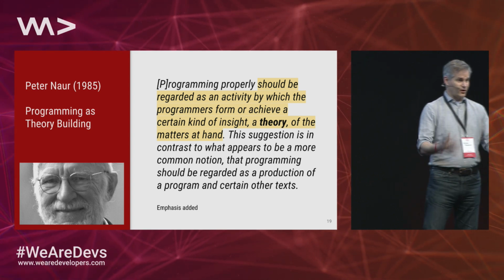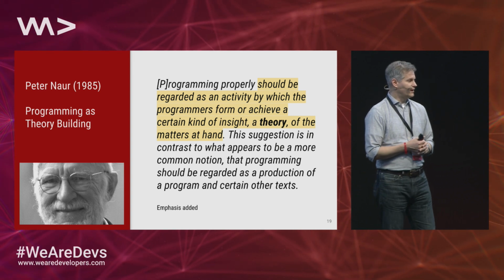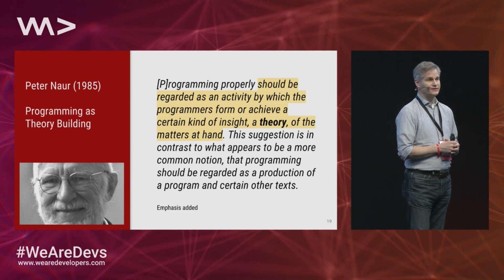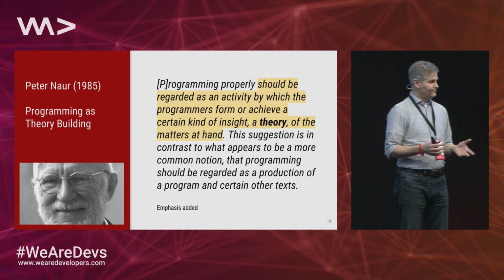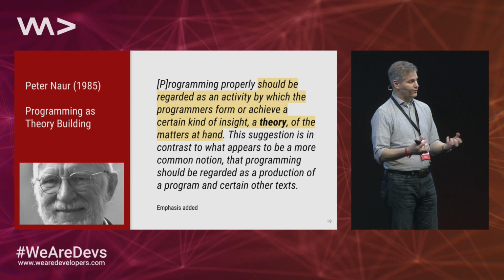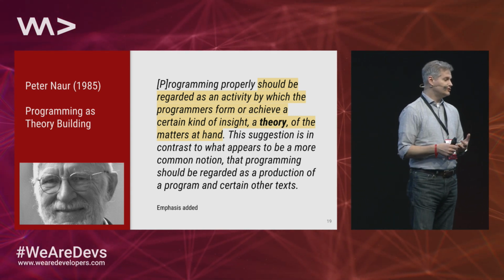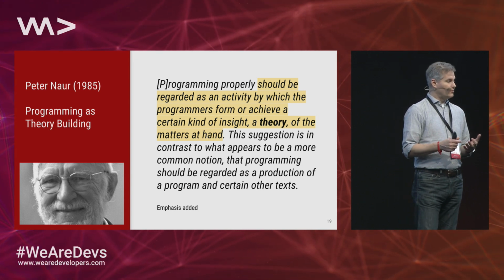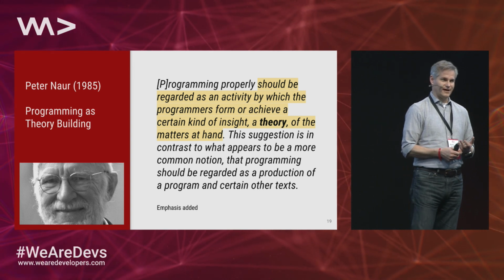So I'm inspired to talk to you guys about models because of a great essay that was written in 1985 by Peter Naur, Turing Award winner. And this is a sentence from his introduction. It says, "Programming properly should be regarded as an activity by which the programmers form or achieve a certain kind of insight, a theory of the matters at hand." And then here comes the crazy part. "This suggestion is in contrast to what happens to be a more common notion, that programming should be regarded as a production of a program and certain other texts."